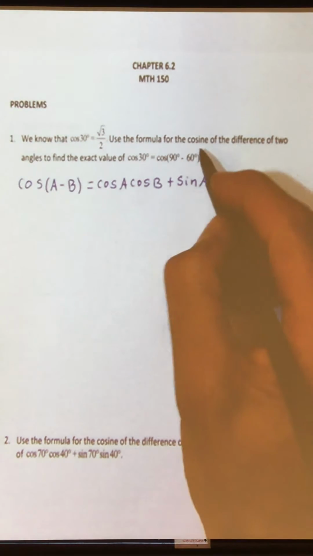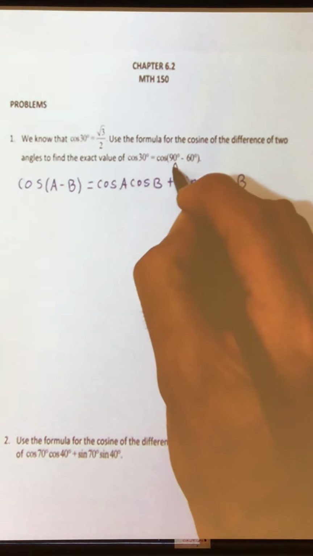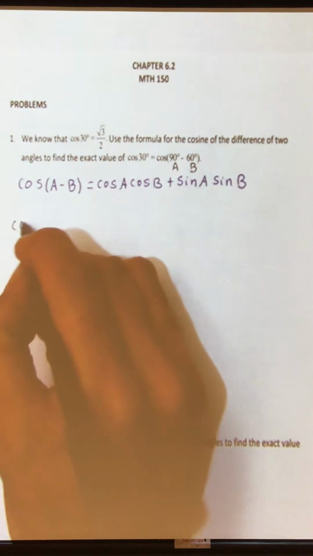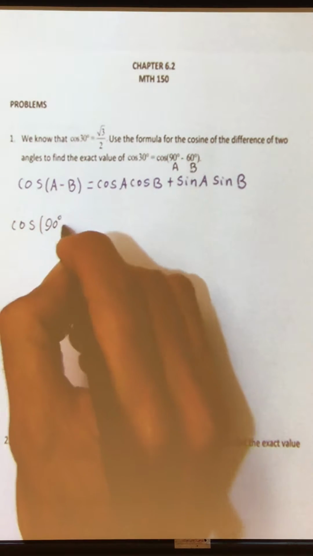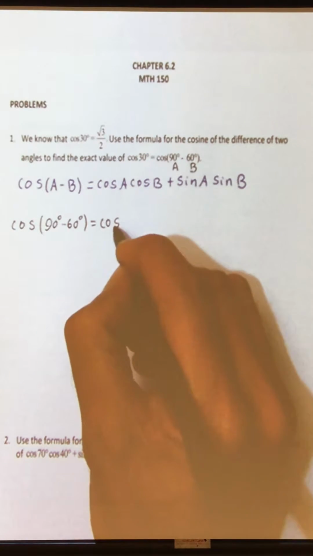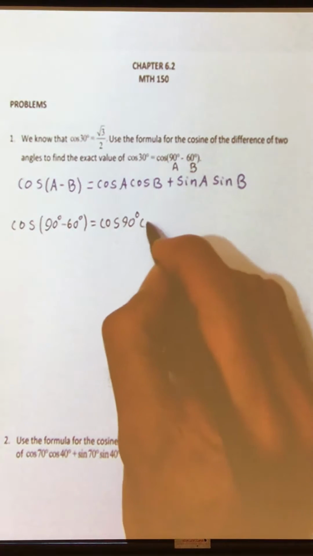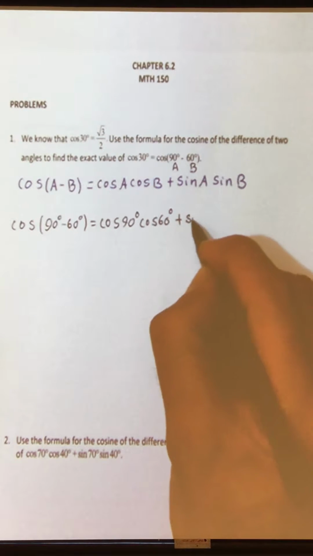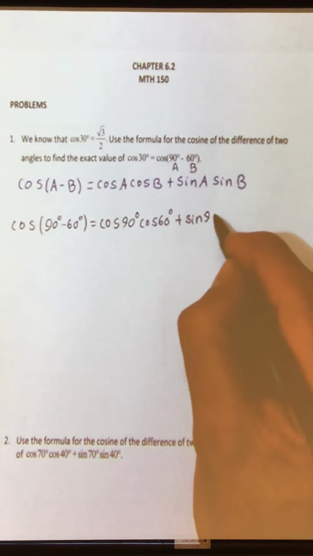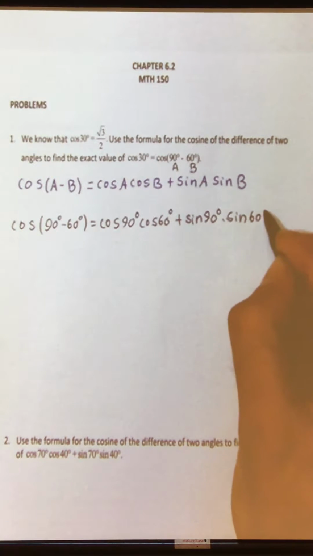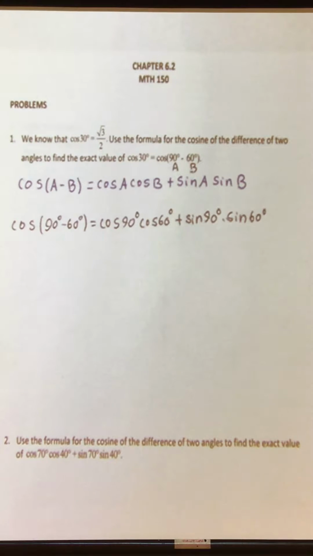So here in our problem, the 90 degrees will represent our angle A, and the 60 degrees will represent our angle B. So for us, the cosine of 90 degrees minus 60 degrees will be cosine of the first angle, 90 degrees, times the cosine of the second angle, 60 degrees, plus the sine of the first angle, 90 degrees, times the sine of the second angle, 60 degrees. Now we find each individual quantity and then perform the arithmetic to get the final answer.